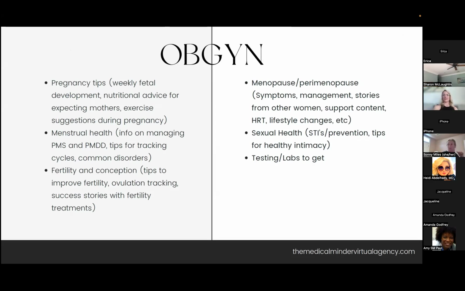They love the humor. But symptom management stories from other women, support content, lifestyle changes, sexual health, you have to be careful with some of the words when you do talk about sexual health, because they'll flag you. So just look up Instagram flagged words, Instagram banned hashtags, etc., so that you can know and work your way around sharing more of those hot taboo topics.